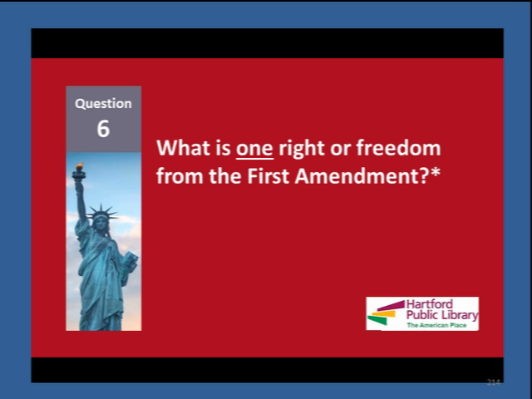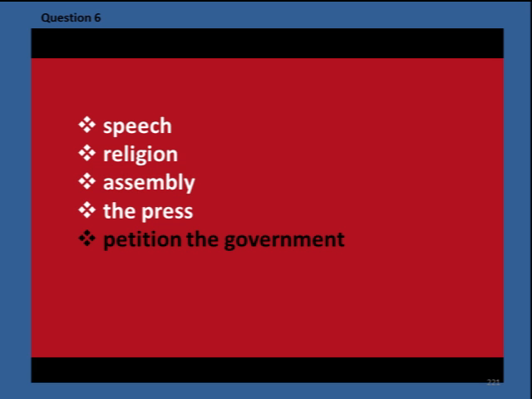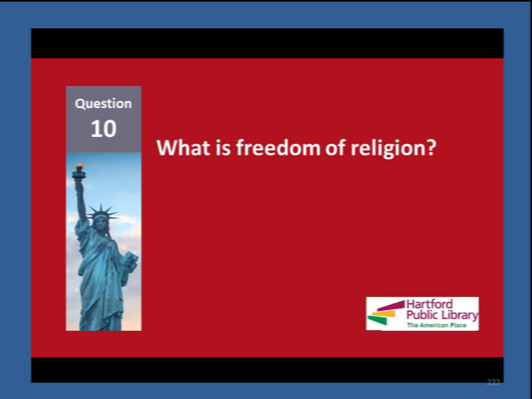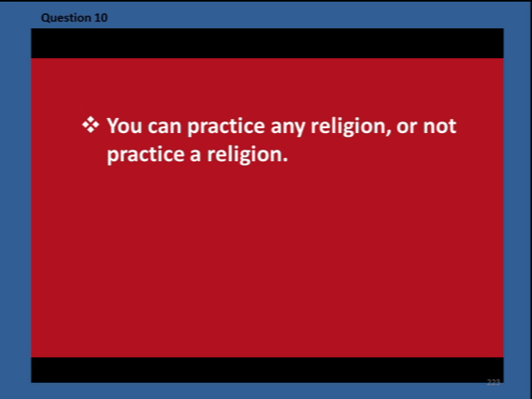Question 6. What is one right or freedom from the First Amendment? Freedom of speech. The First Amendment allows for freedom of speech, freedom of religion, freedom of assembly, freedom of the press, and freedom to petition the government. Question 10. What is freedom of religion? Freedom of religion means you can practice any religion you want or not practice a religion.